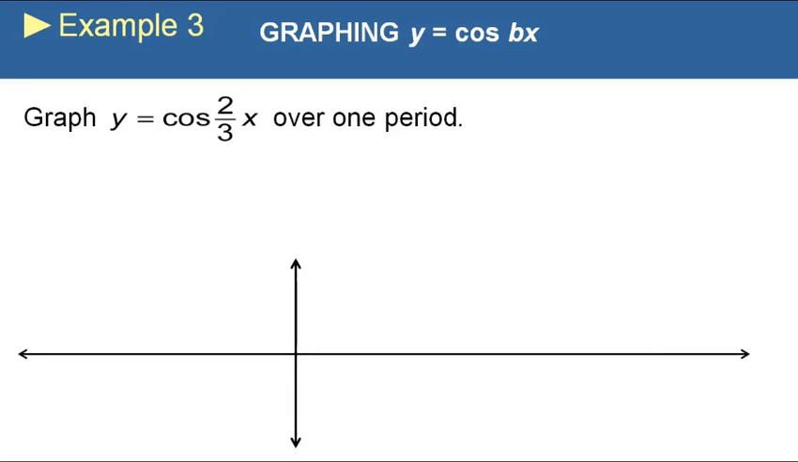So let's graph now y equals cosine of 2/3 x over 1 period. So b is 2/3. That means the period is 2 pi over 2/3. Or instead of saying 2 pi divided by 2/3, we could say 2 pi times 3/2. Remember, to change a division to multiplication, we multiply by the reciprocal. And now you can see that your 2's will cancel, and your period equals 3 pi.